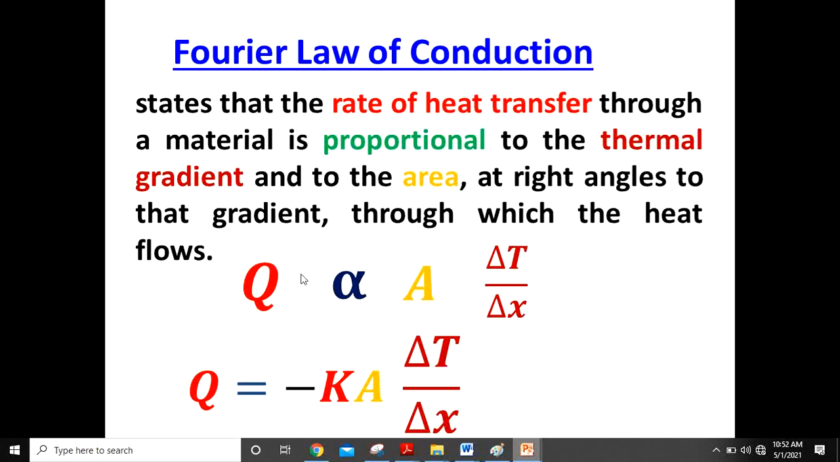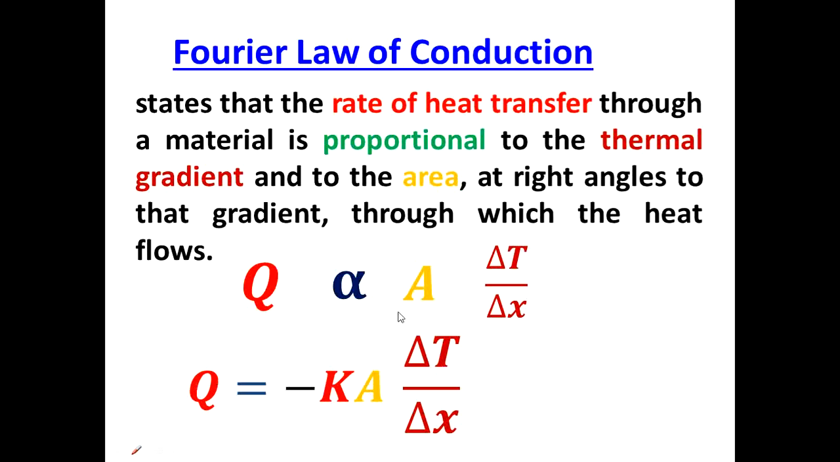That is, Q is directly proportional to A delta T divided by delta X, so Q equals minus K A delta T divided by delta X. Why the negative sign is there, you know very well. This negative sign is there because of the negative slope in the first quadrant.